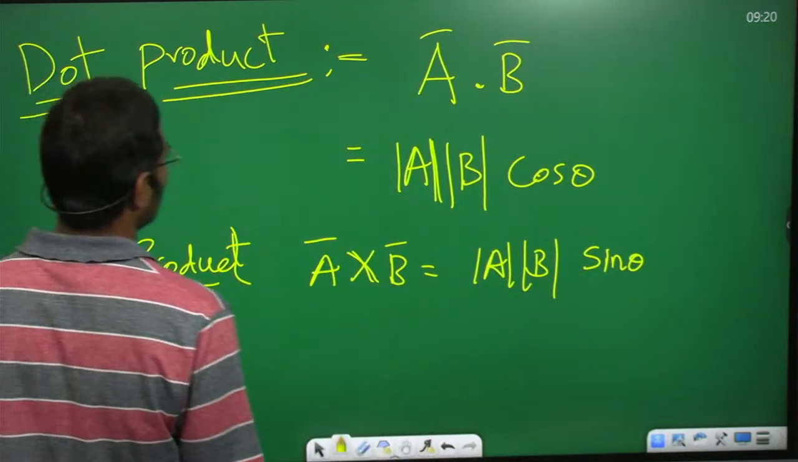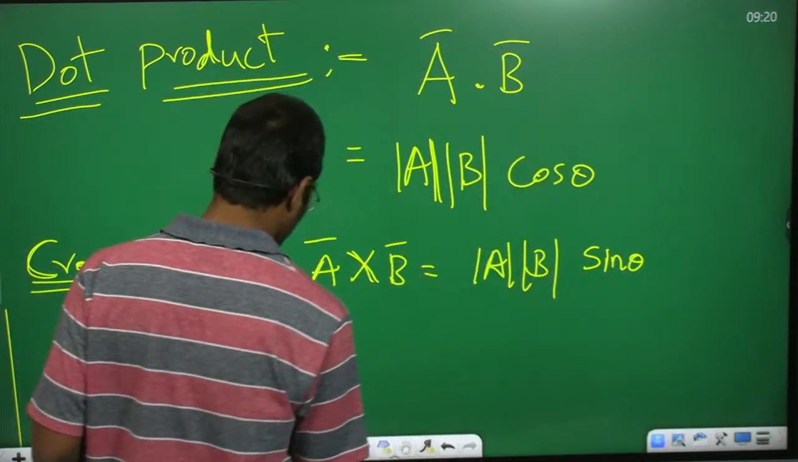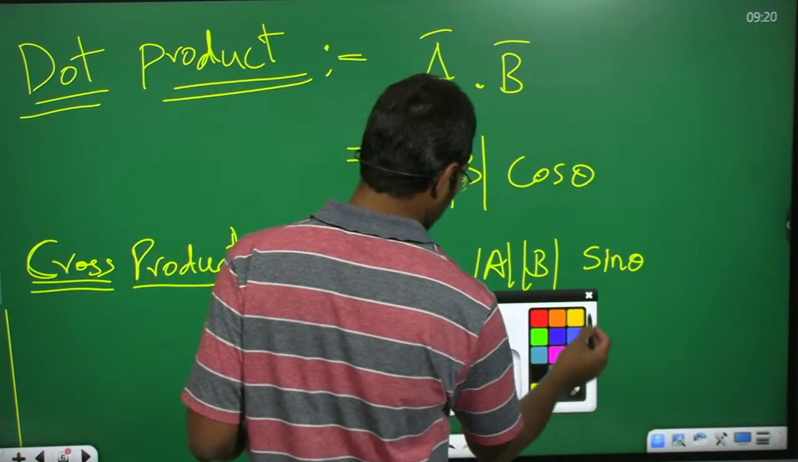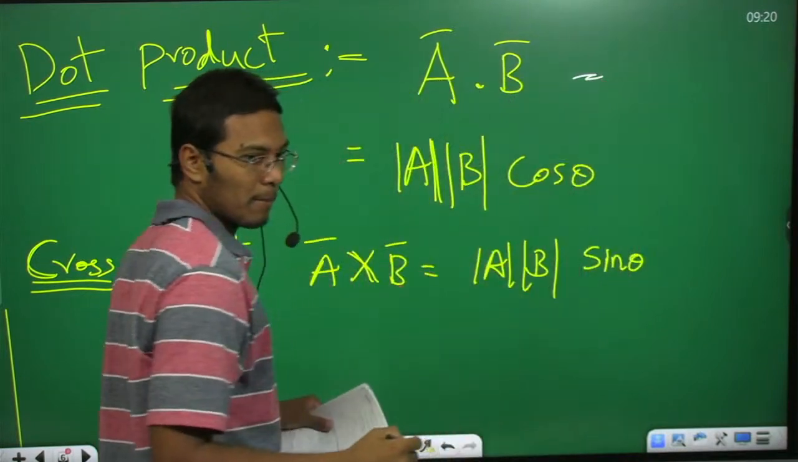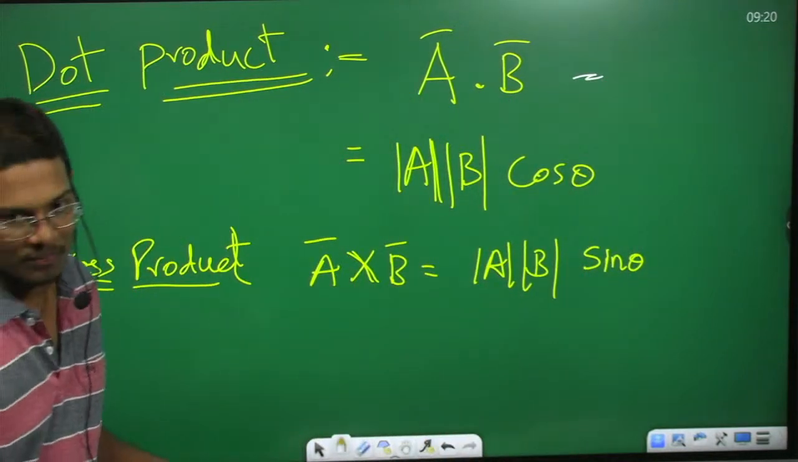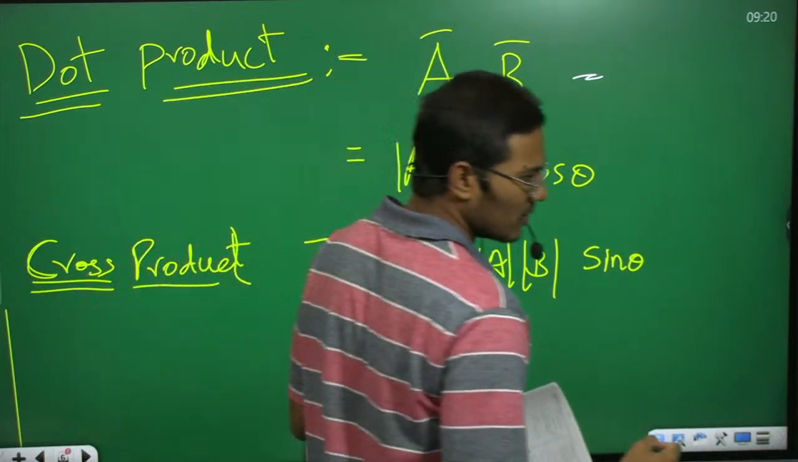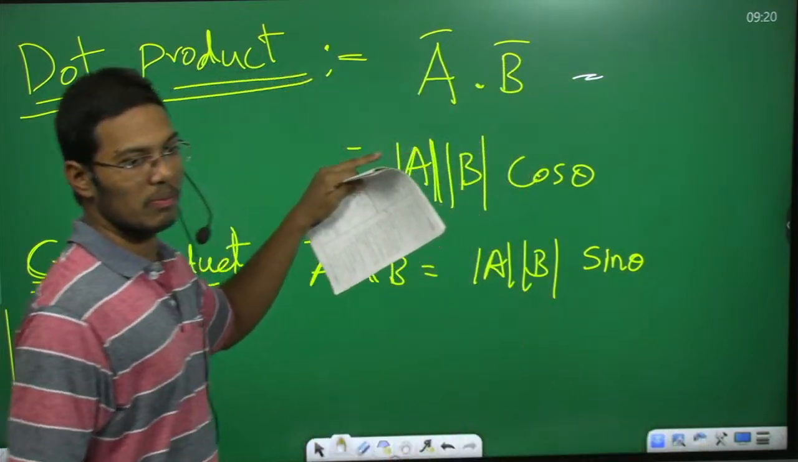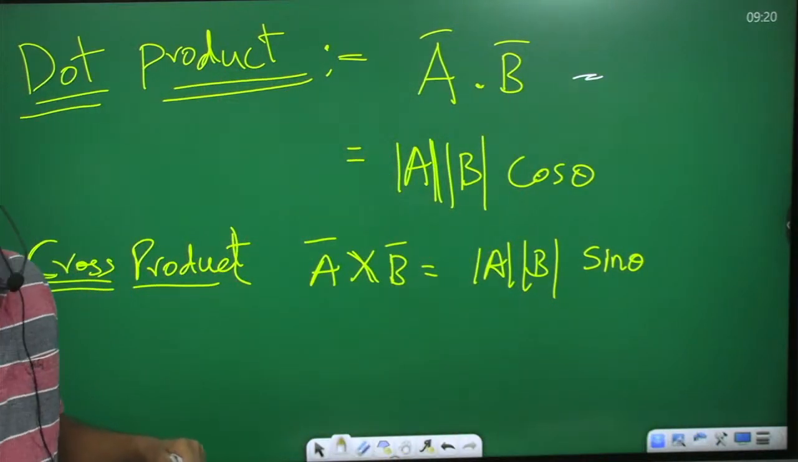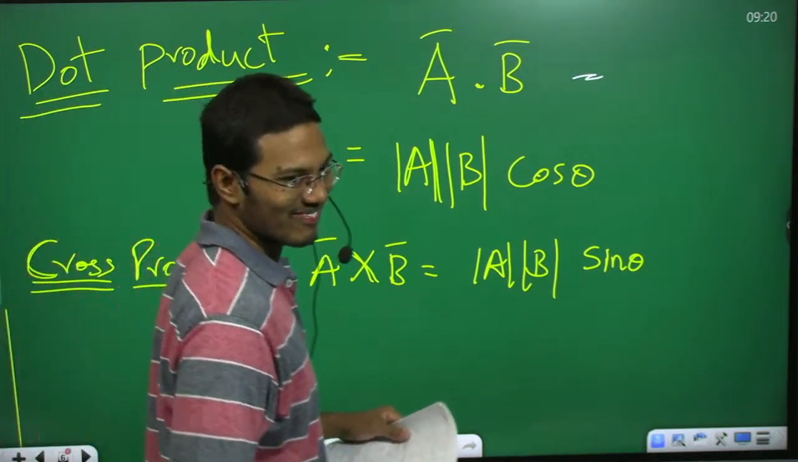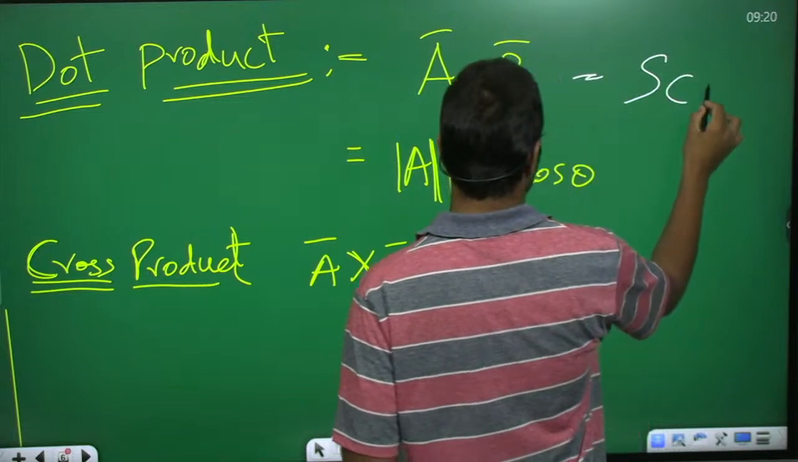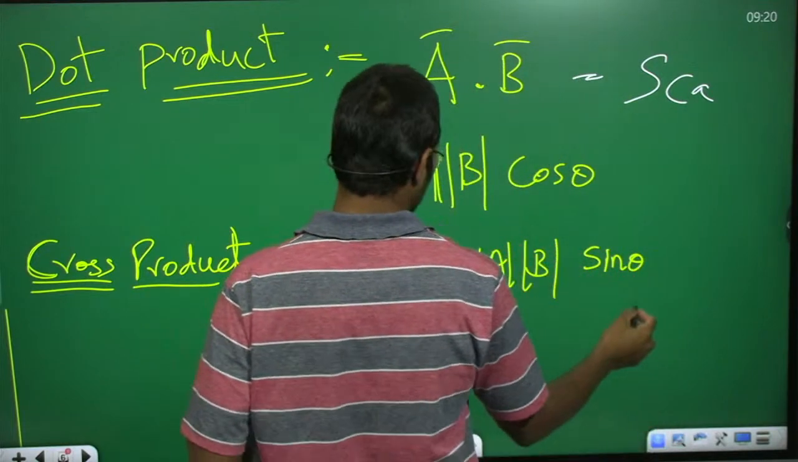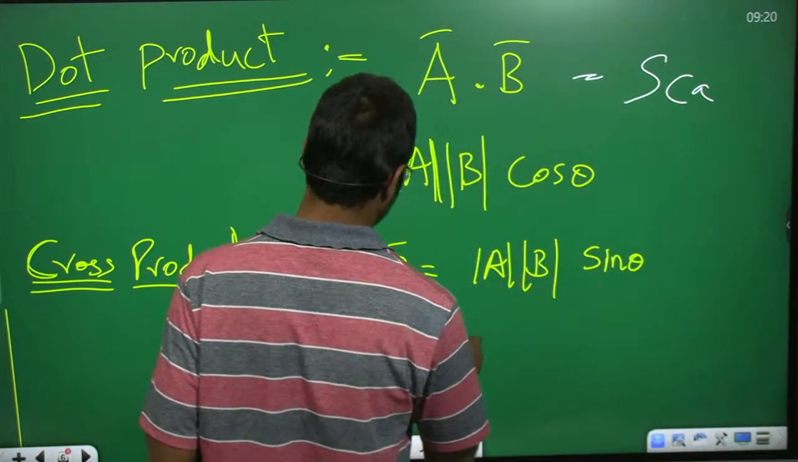So what is the resultant of A bar dot B bar? Is it a vector or scalar? Resultant of A bar dot B bar, is it a vector or scalar? Scalar or vector? Resultant of this vector.